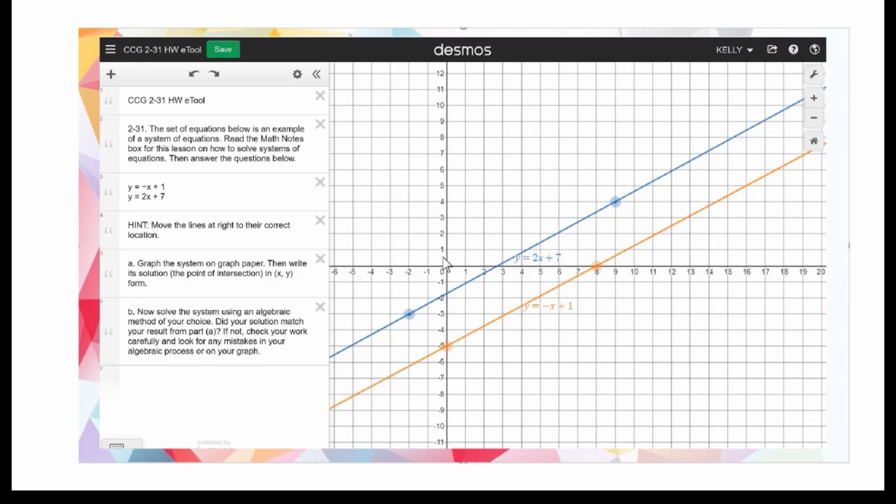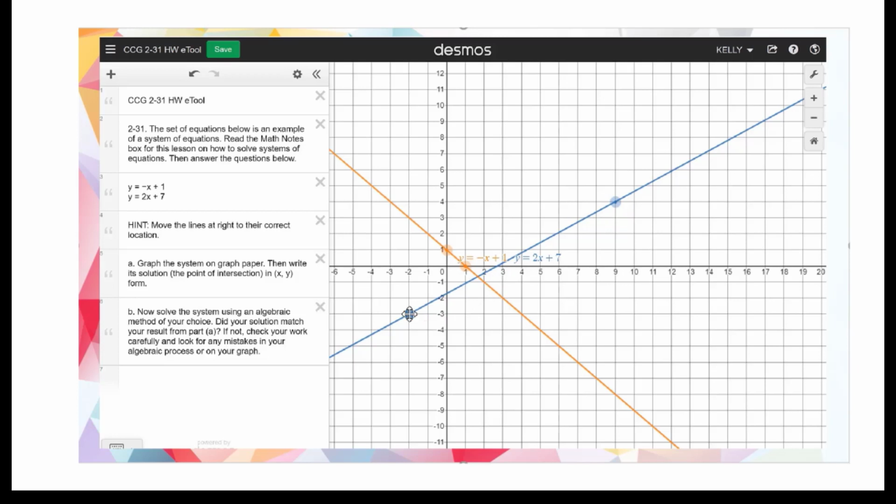Let's start with y equals negative x plus 1, which is our orange equation. I'm going to shift this point up to 1 because I know that's my y-intercept, and that's where I'm going to put it. Then I'm going to take this point and drag it over to where it would be down 1 over 1. That gives you the negative 1 slope that they've given us.